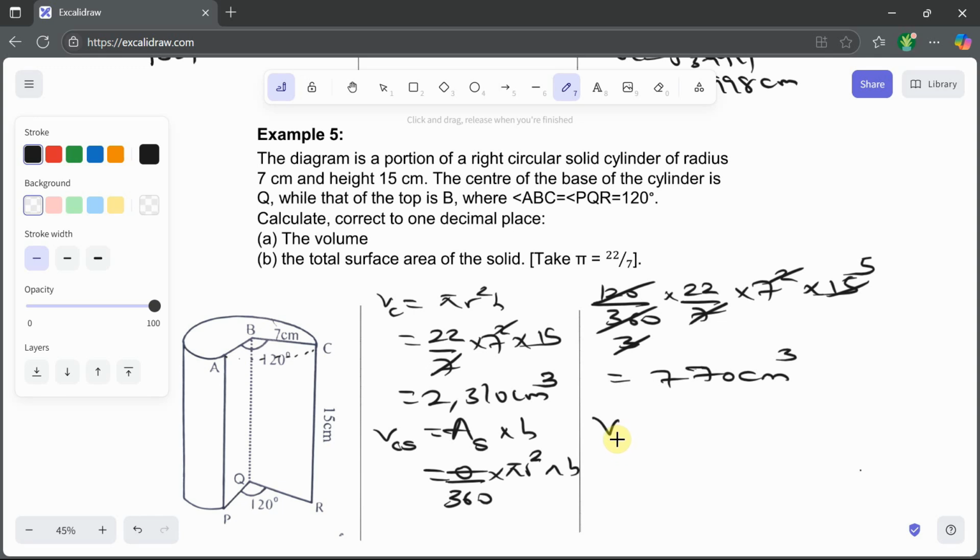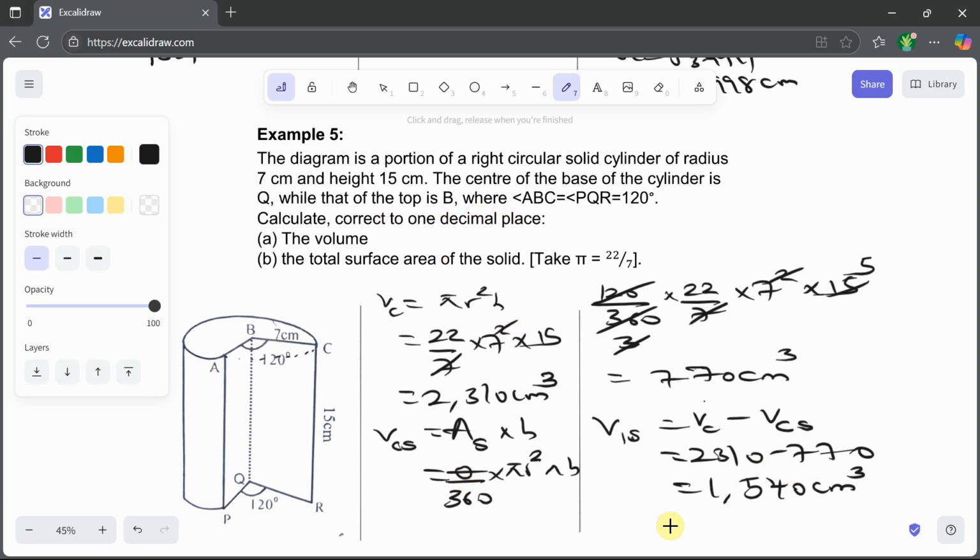So the volume of the irregular solid is the volume of the cylinder minus the volume of the cut section. So that is 2310 minus 770, and that will give you 1540 centimeter cube. Our answer says that we should do it to one decimal place, so that would be approximately 1540.0 centimeter cube. So I have to put it as 0.